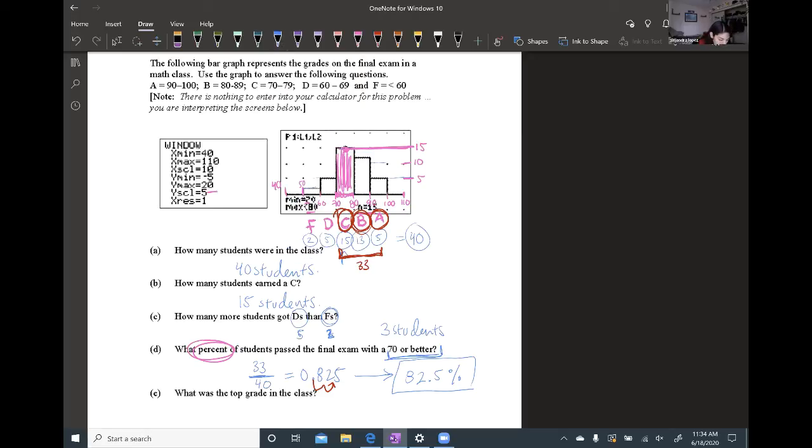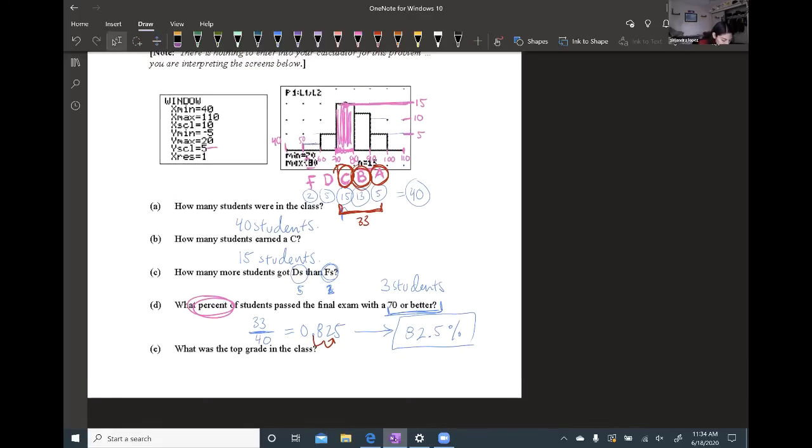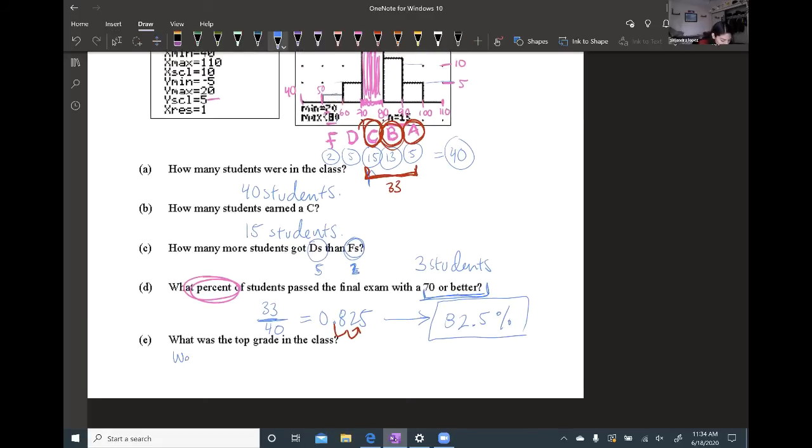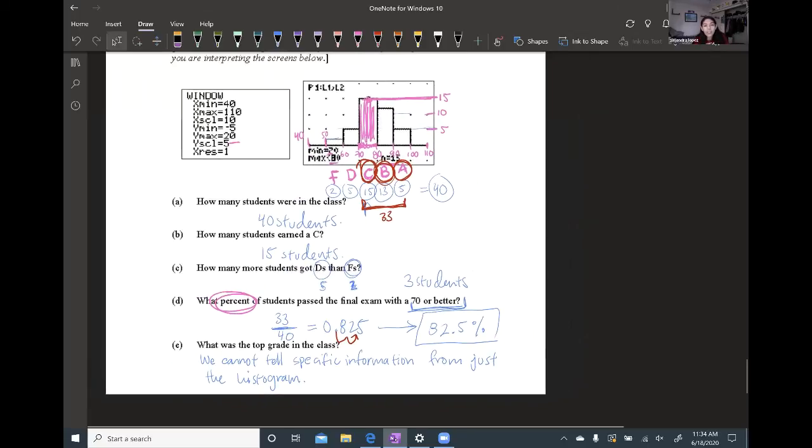So what we're gonna say is, we cannot tell specific information from just the histogram. Okay, because we don't know what the highest score in the class was. We just know that 5 people got A's and that's all we know.